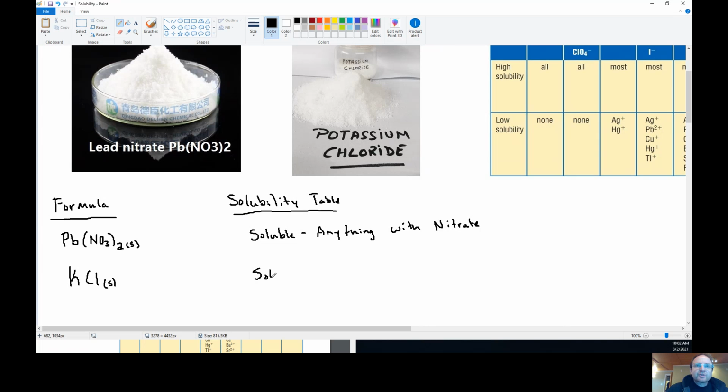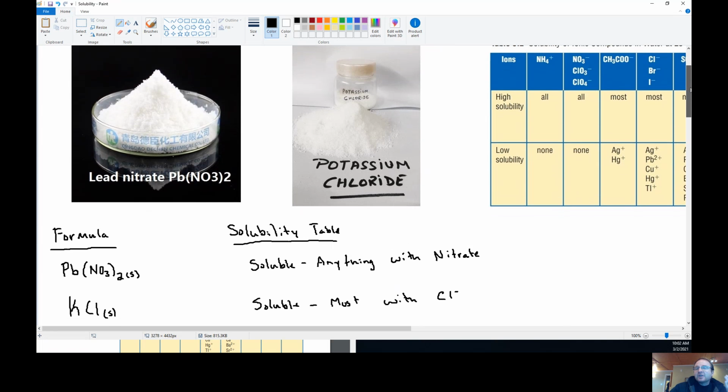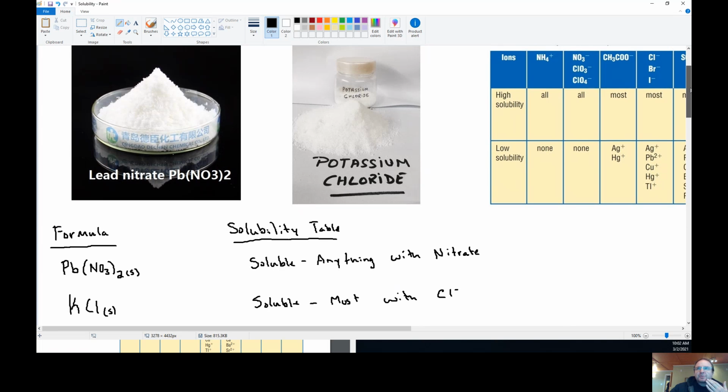Well, KCl was also soluble. Most things with chlorine or chloride, the Cl negative ion, are soluble, and definitely this one was soluble. All right, so we know how to use the solubility table to check whether these substances individually are soluble. Can we put them in solution? What will happen when we put them into solution? Both of these would dissolve.